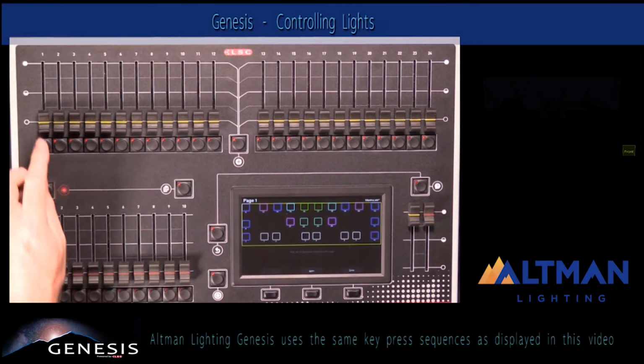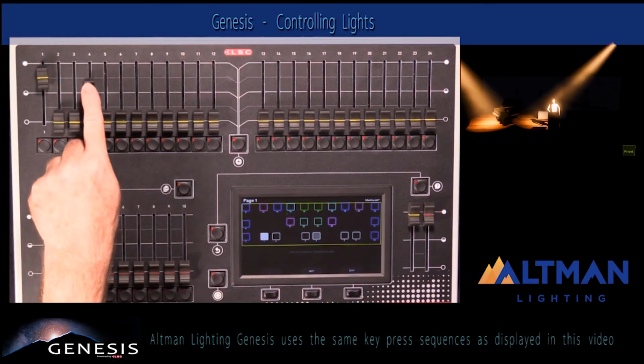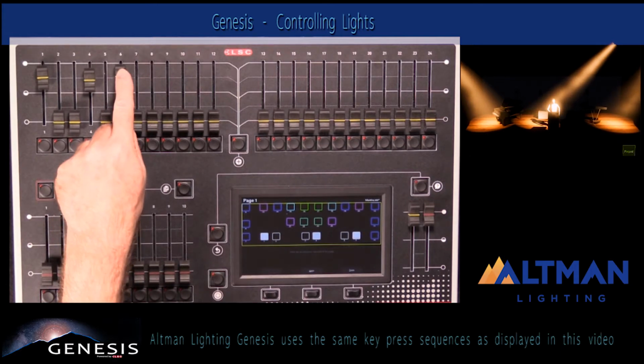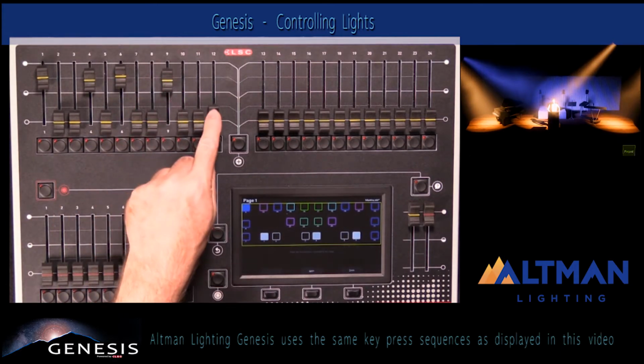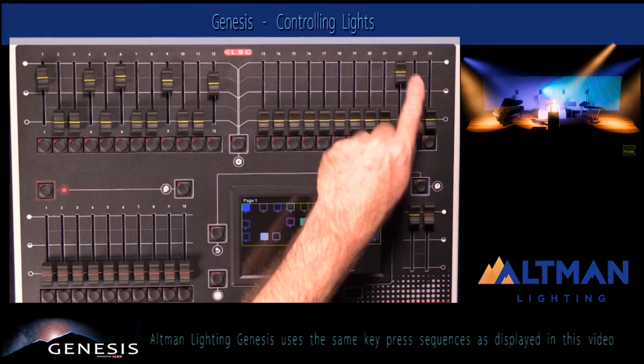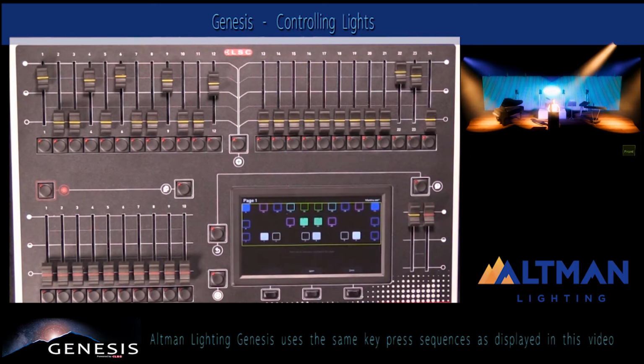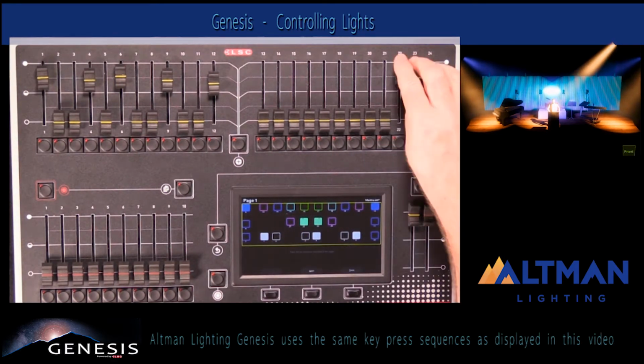The intensity of a fixture is controlled by the yellow fader. It doesn't matter whether it's a dimmer channel, or an RGB par can, or a moving light. The yellow fader always controls the intensity.